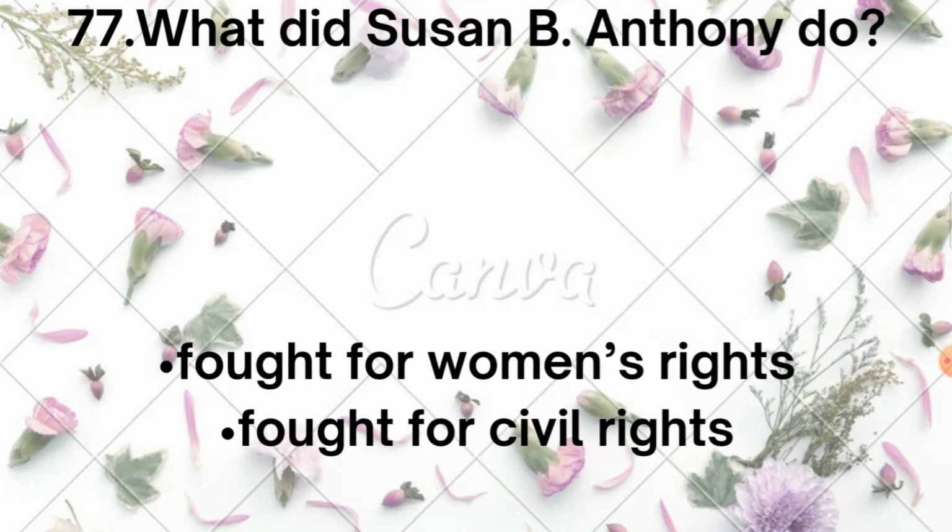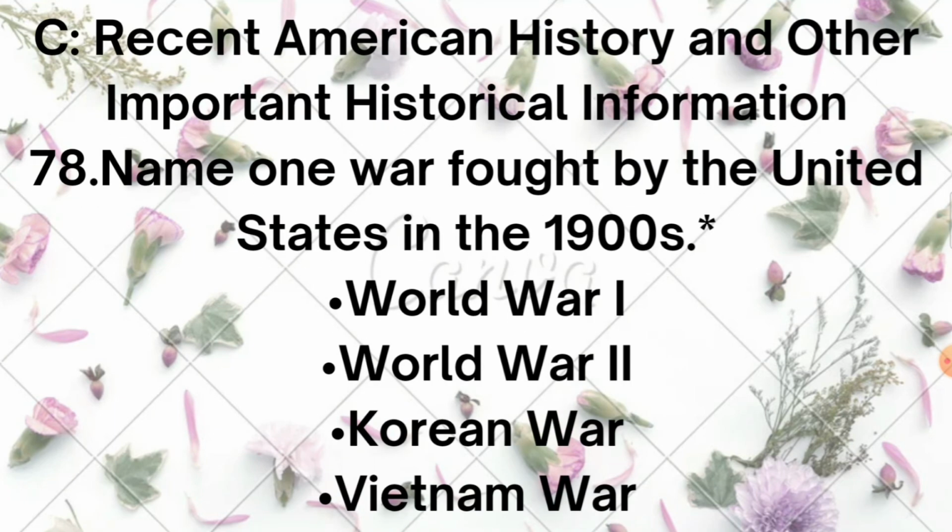What did Susan B. Anthony do? Fought for women's rights. Fought for civil rights. Name one war fought by the United States in the 1900s. World War I. World War II. Korean War. Vietnam War. Persian Gulf War.